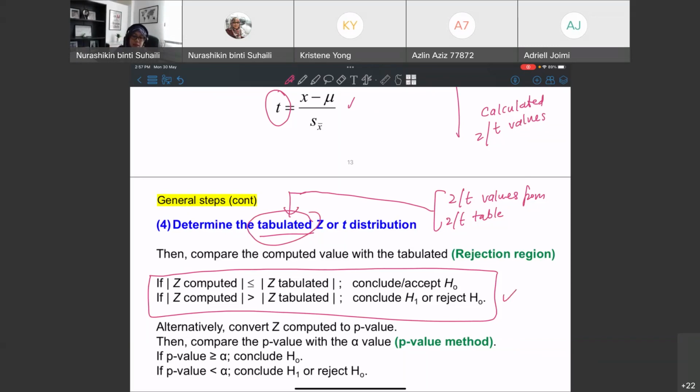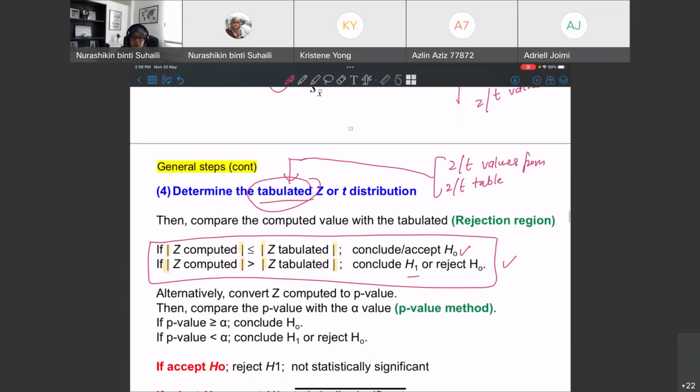Please remember, don't forget this symbol. What does it mean? We ignore the negative values, so we only take the absolute value. If the absolute value of the Z computed is less than Z tabulated, we conclude H naught, or the other way around if it's bigger. So that is the decision rule. This is method 1.